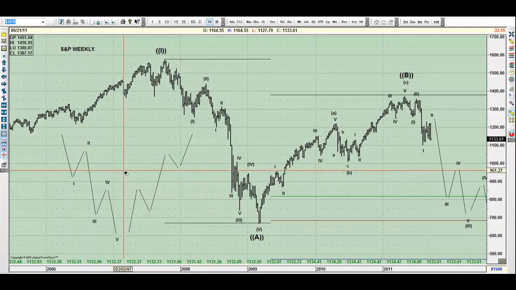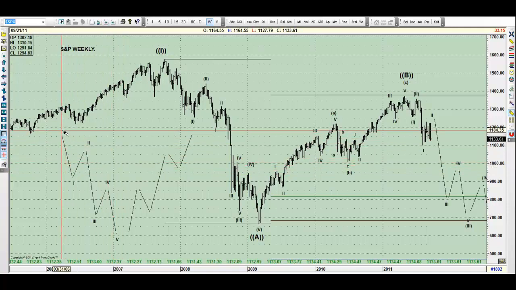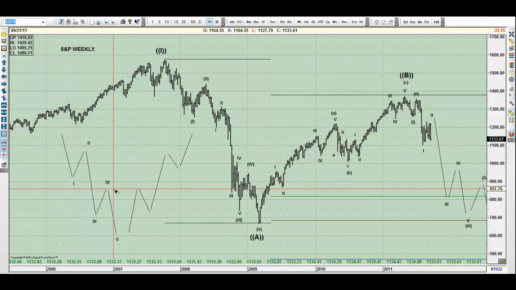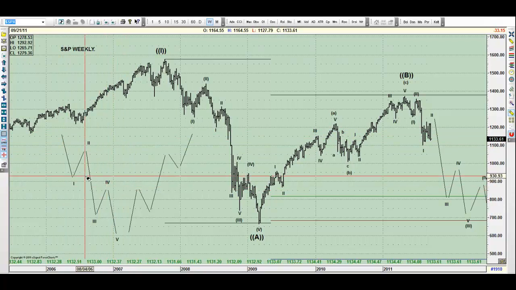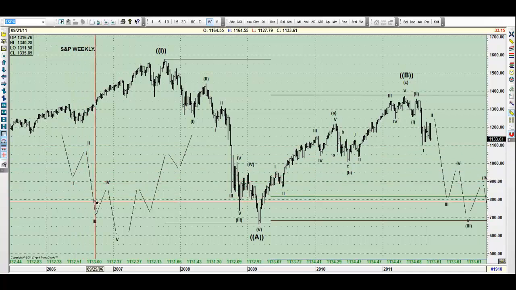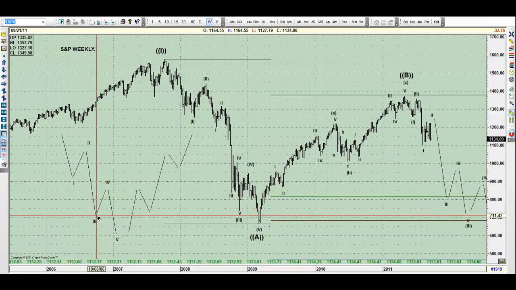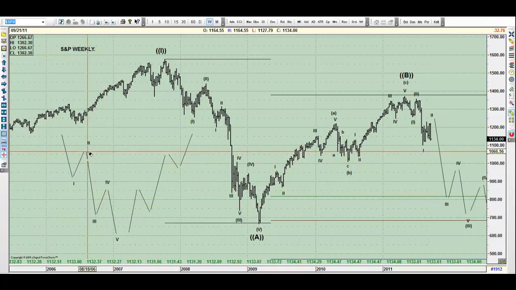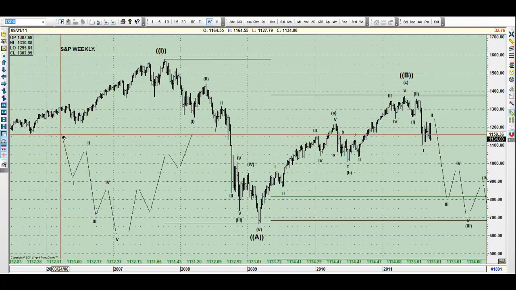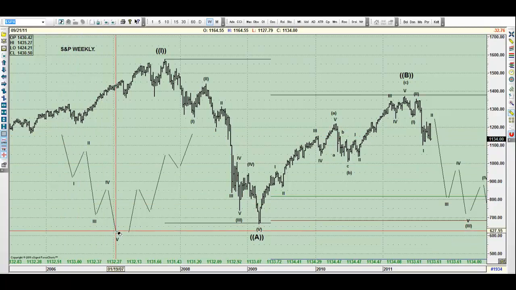And usually, one of the rules of the motive wave is that wave 4 cannot overlap with wave 1, that wave 3 cannot be the shortest out of the 3, and that wave 2 cannot pass the beginning of wave 1. Those are the 3 rules of the motive wave.